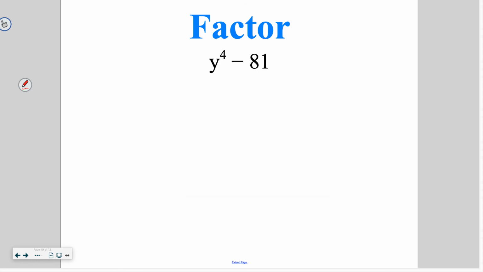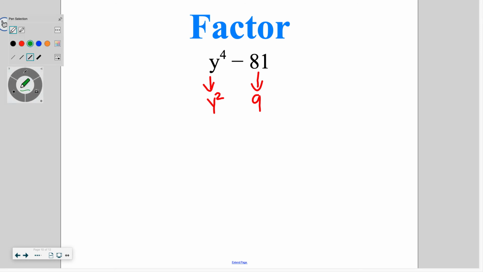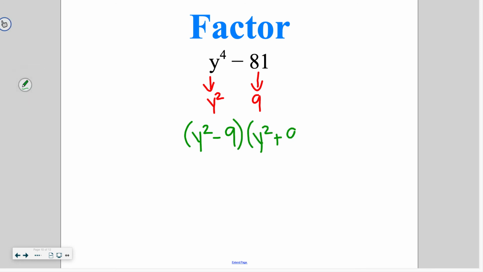Next problem we're going to look at, y to the 4th minus 81. We cannot find a GCF here, and we have two terms, so that means I'm going to check for difference of squares. The square root of y to the 4th is y squared. The square root of 81 is 9. So my factored form as it stands would be y squared minus 9 and y squared plus 9.